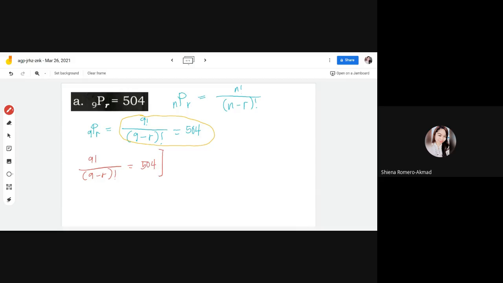We multiply both sides by 9 minus r factorial to remove the denominator, so we can solve for r. This cancels and we have 9 factorial equals 504 times 9 minus r factorial. Remember that all we need here is r. So we will divide both sides by 504.